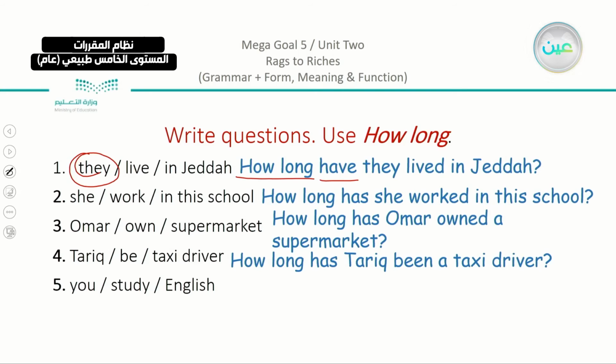And note that we have here lived, we have work, we have own. They are regular verbs. We just added ed, but be is an irregular verb, so we changed it. Be is the base form. Then we have here either was or were. Of course, we have here is and are, and then the past participle for them all is been.